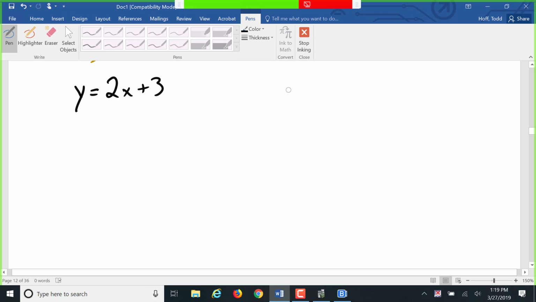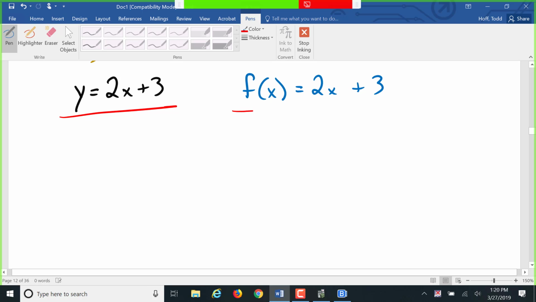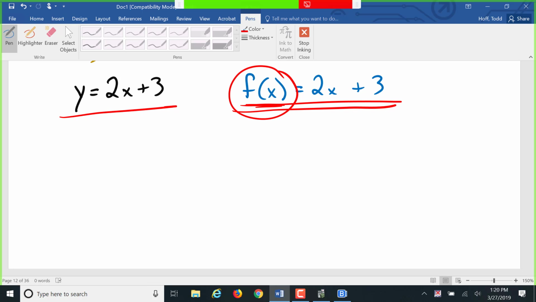We are used to seeing equations written like this, y equals 2x plus 3. But when it's a function, we often use a special notation. What is the difference between y equals 2x plus 3 and this, which is pronounced f of x equals 2x plus 3? Absolutely nothing. They mean the same thing. This notation here is simply telling us that that is a function, that we've defined it in such a way that it is a function.